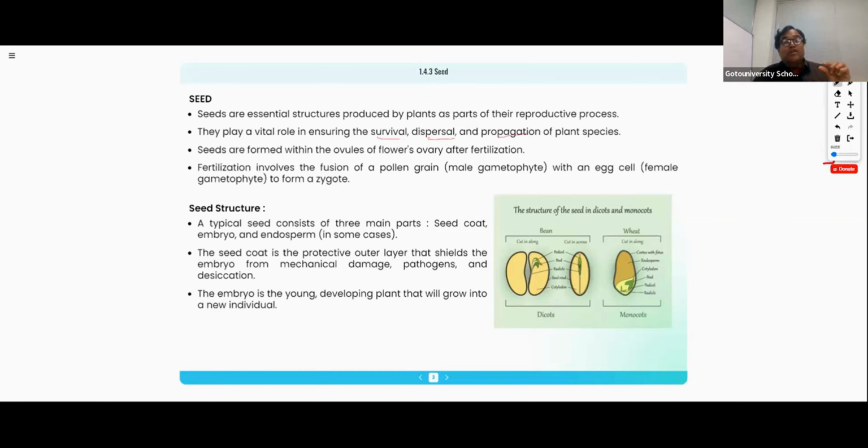So if the thick wall is existing, the seed dispersal, who is responsible for the seed dispersal? I'm an avian, I'm a bird. When I am eating the fruit with the seed, I take the fruit completely. When I am defecating or excreting, at that time I am laying the seed somewhere else. This is the way the seed is getting spread or dispersed from one area to another area.